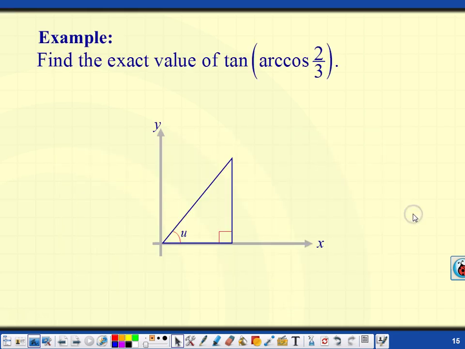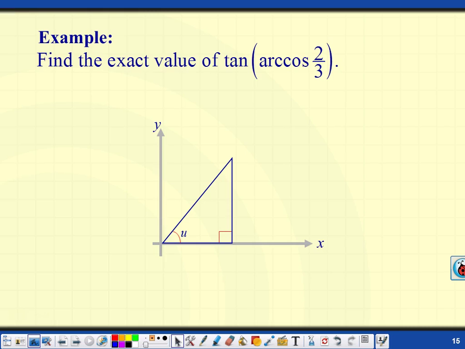Okay, so this is going to be what leads you into doing the actual derivatives of these arc functions. Like the derivative of arc sine, the derivative of arc cosine, the derivative of arc tan, that's what we're doing today. So in order to do that, I have to help you with this problem. This says find the exact value of the tangent of the angle whose cosine is 2/3.